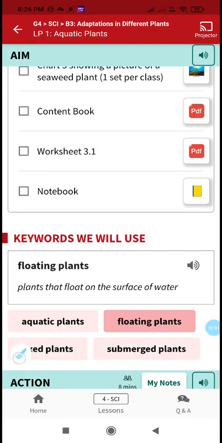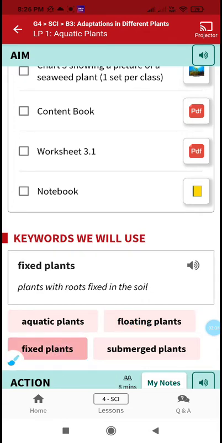And fixed plants. Fixed plants means plants whose roots are fixed in the soil. All these floating plants, fixed plants, and submerged plants are growing in water only. But some plants' roots are fixed in the soil, some plants' parts are just floating on the water, and some plants are totally growing under the water. In this lesson in block 3, we will see the examples of these plants and what type of adaptations they show.